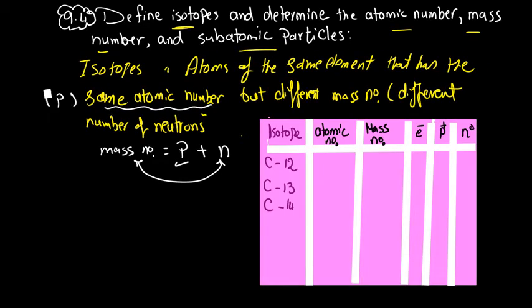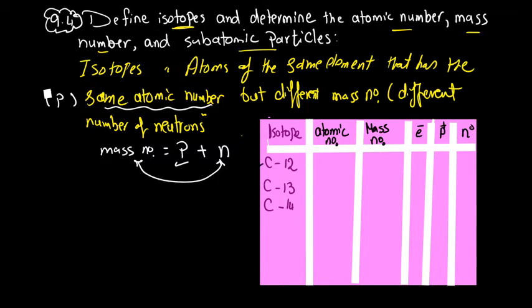Here we have 3 isotopes for carbon, C12, C13 and C14. What is the atomic number? You will look for the atomic number of carbon in the periodic table. You will find it 6. In any isotope, it doesn't change. This number also doesn't change for the electrons, 6, because it's a neutral atom. For proton, it's 6. The mass number here is 12, 13, and 14.